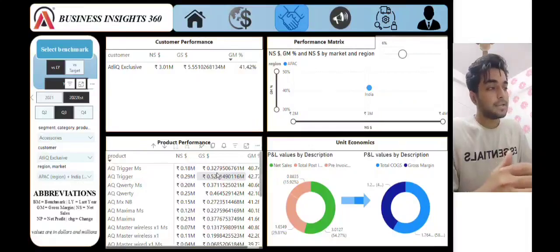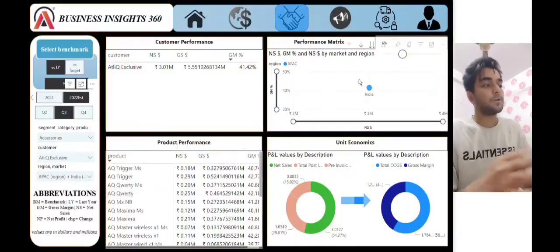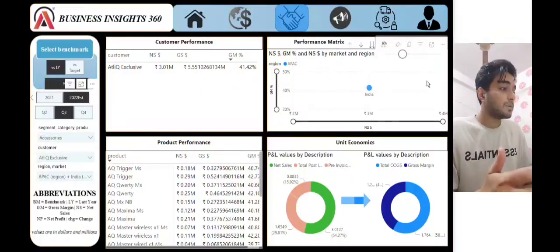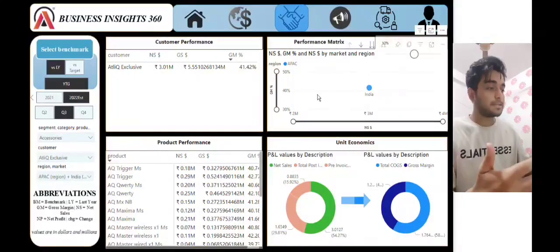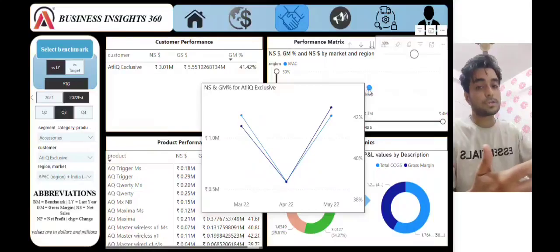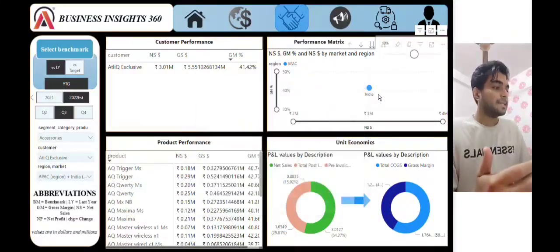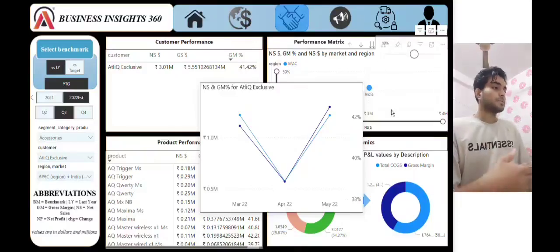In the performance matrix, it shows GM percentage versus the net sales. You can even adjust the slicer here, let's say we want to see it at 10%. It's going to show you at 10% for India. And this is the tooltip, which is very useful. For example, if you want to see what this specific region is doing in terms of sales, you just have to click on it and it will show you the net sales and gross margin percentage for Atleek Exclusive. Below it is the unit economics, and there's a graph for P&L values by description and P&L values by total post sales. So this was the sales view.